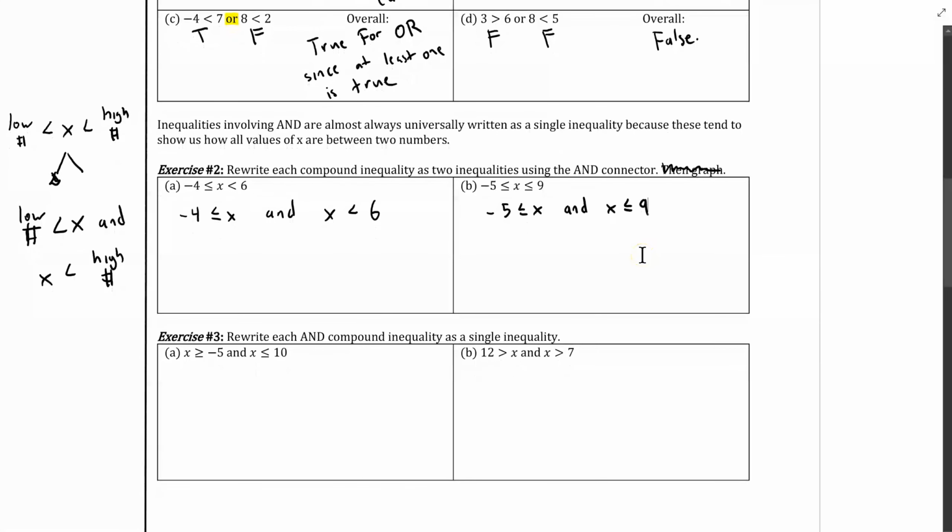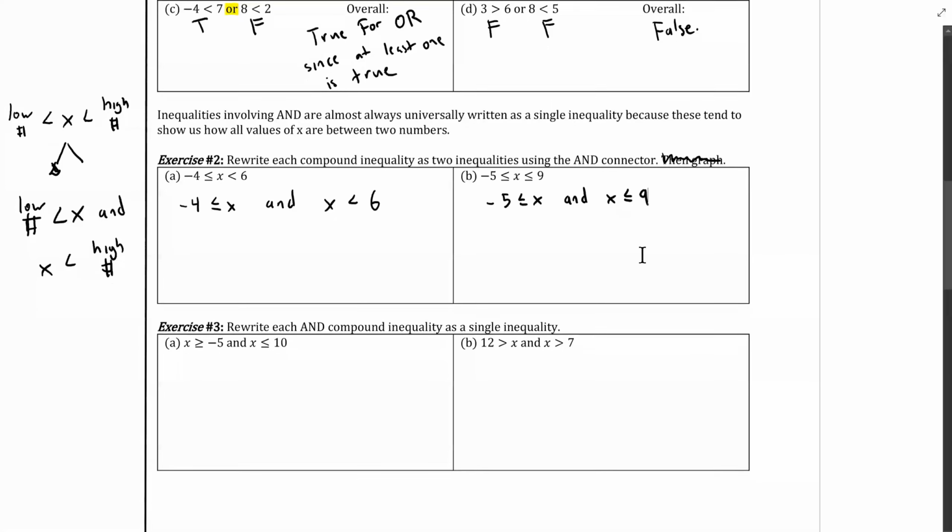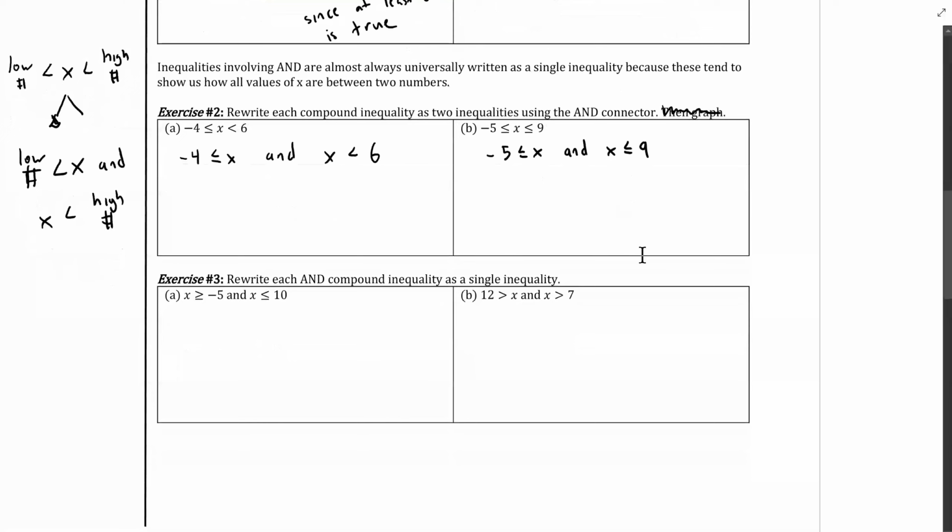Now in exercise 3, we're going to do the opposite. We are going to rewrite these two inequalities as a single combined inequality. Now notice for exercise 3, the format's a little bit off. Like here we have x is greater than or equal to -5.